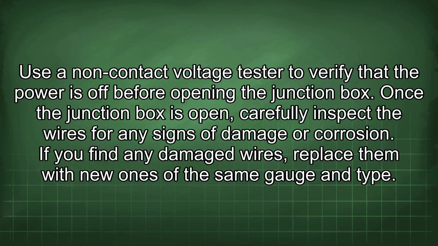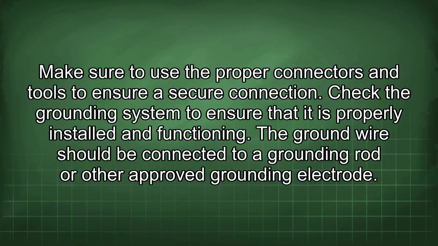Once the junction box is open, carefully inspect the wires for any signs of damage or corrosion. If you find any damaged wires, replace them with new ones of the same gauge and type. Make sure to use the proper connectors and tools to ensure a secure connection.